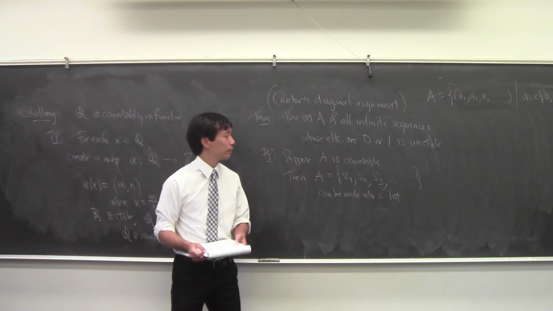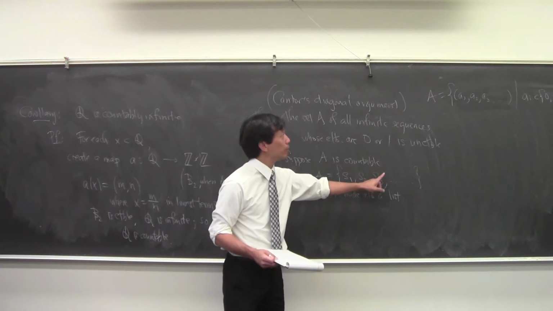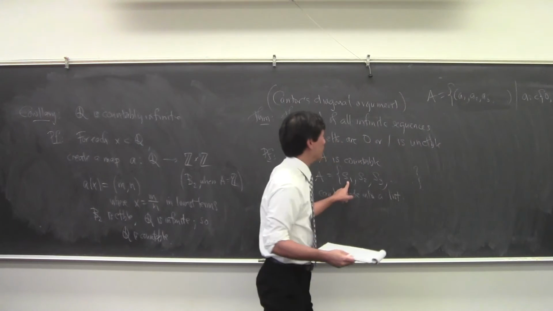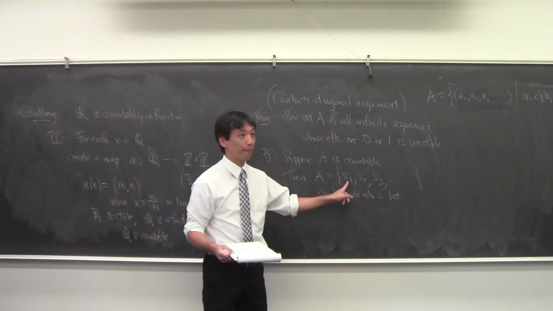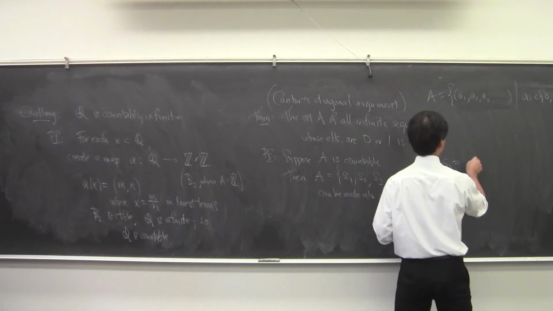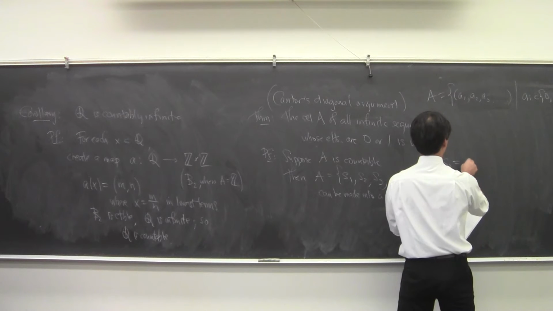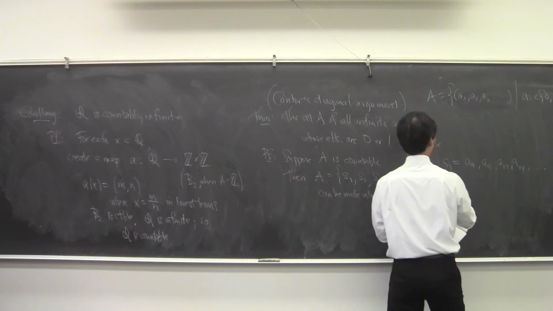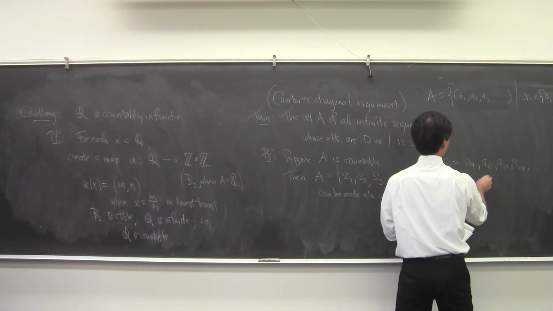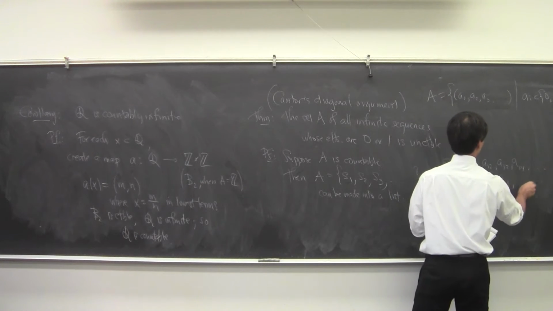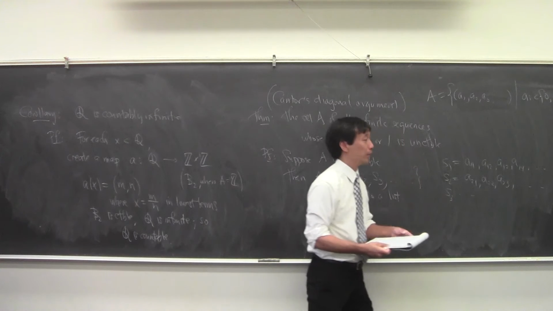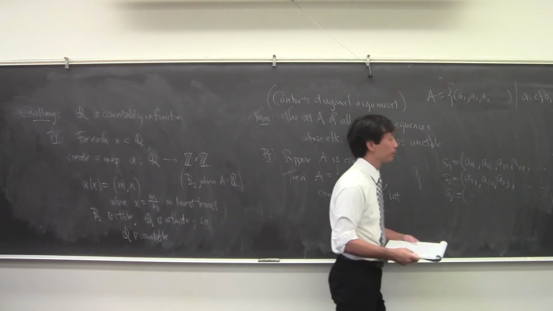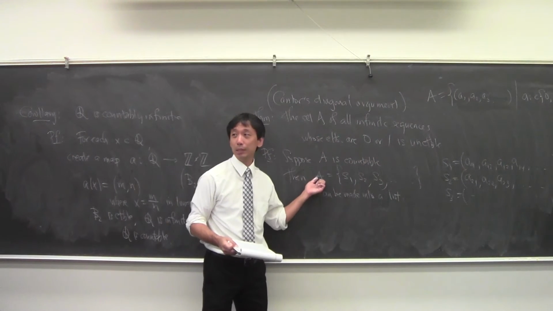All right. You're saying that A is a list of sequences? That's right. So each of these things is a sequence. Each of these things is some infinite sequence of zeros and ones. So S1 is A11, A12, A13, A14, et cetera. S2 is A21, A22, A23, et cetera. S3, et cetera. Each one is one of these infinite vectors. So A can be put into a list like this.